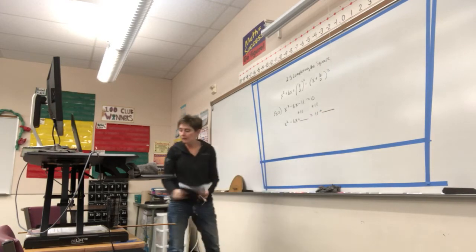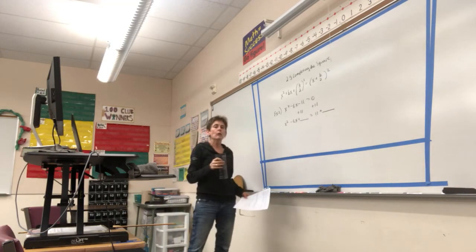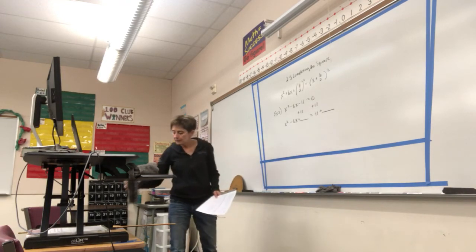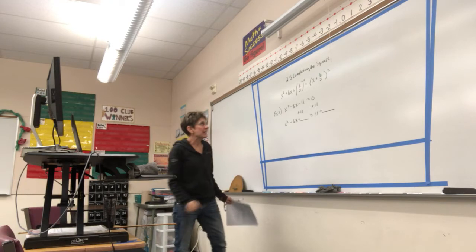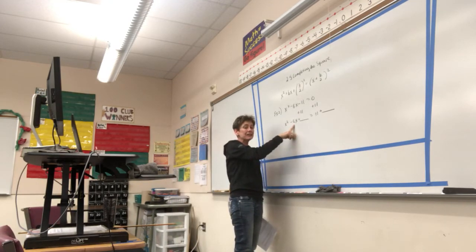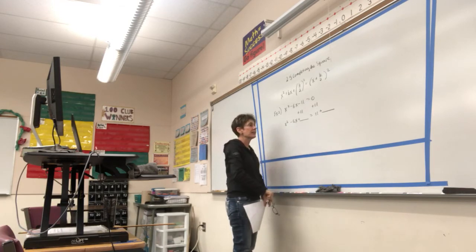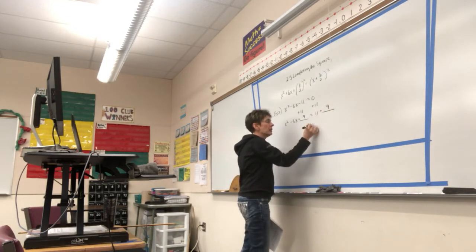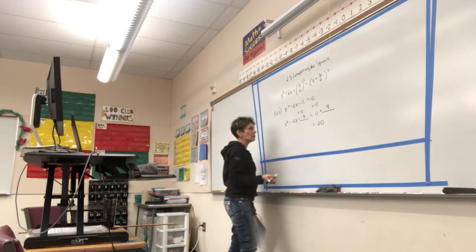Now, can you stop for a minute and see if you can figure out what we need to add to both sides? The thing we need to add to both sides is b over 2 squared. b is negative 6. Negative 6 divided by 2 is negative 3. 3 squared is 9. So I am adding 9 to both sides here. The right-hand side just becomes 20.